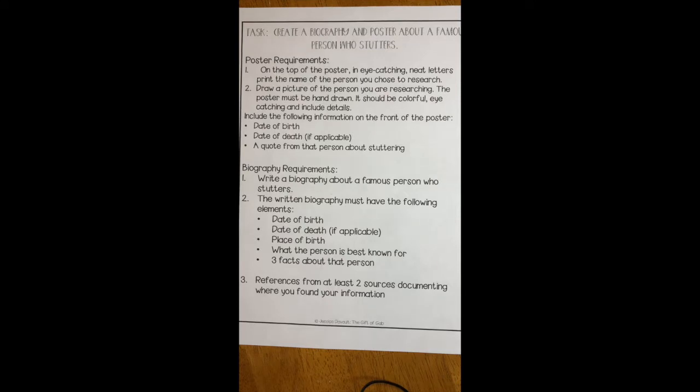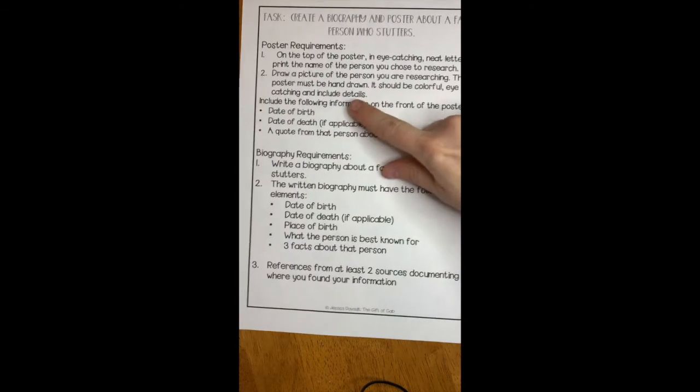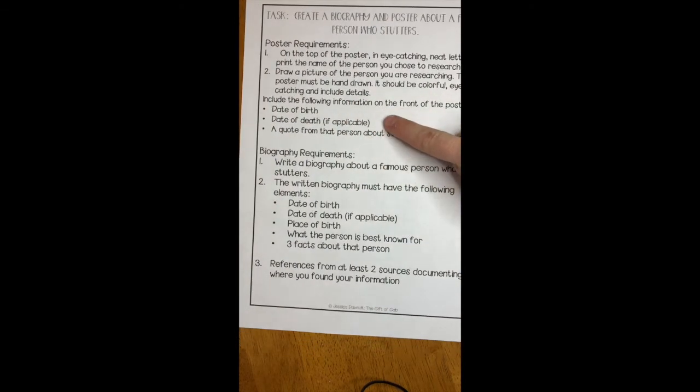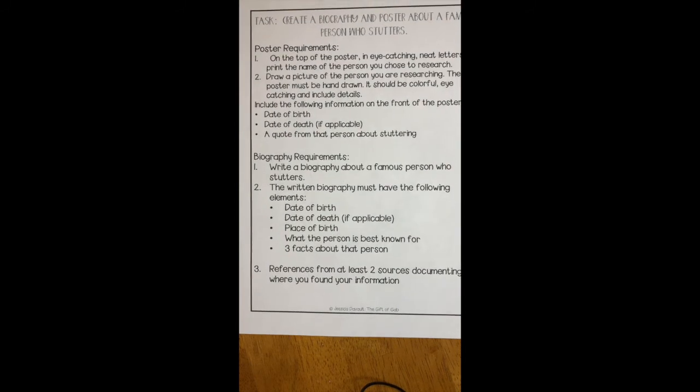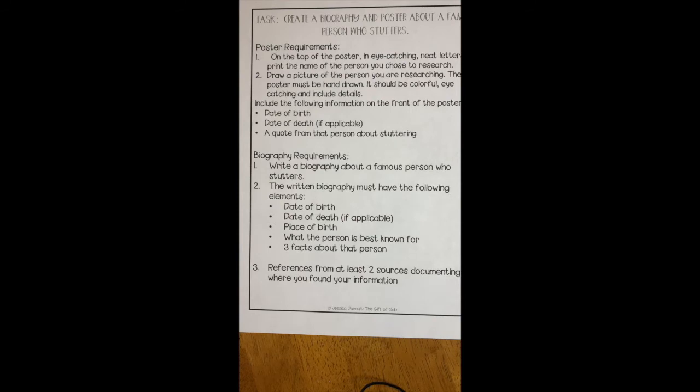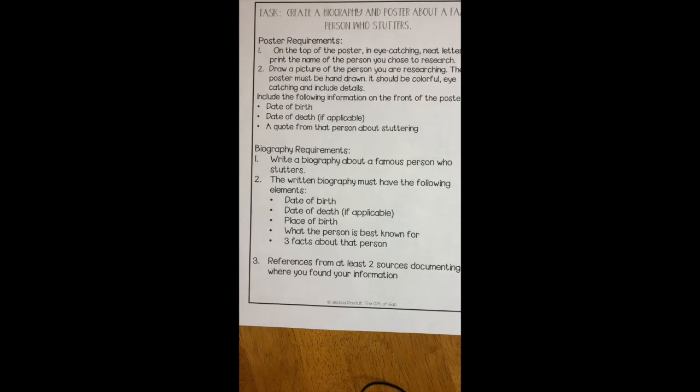On the front of the poster, they're going to put the date of birth, the date of death, and a quote from that person about stuttering. If you can't find a quote about stuttering, then just find a really great quote from that person. And then they're going to write a biography about a famous person who stutters. The written biography must have the person's date of birth, their date of death, place of birth, what the person is best known for, and 3 facts about that person.